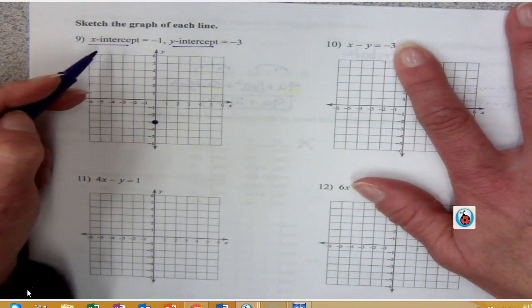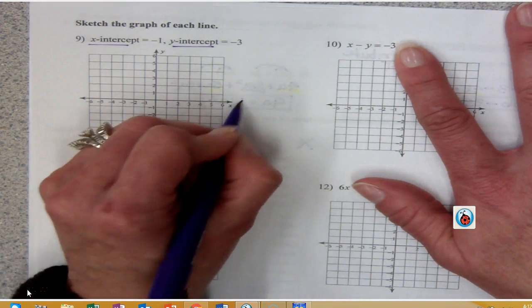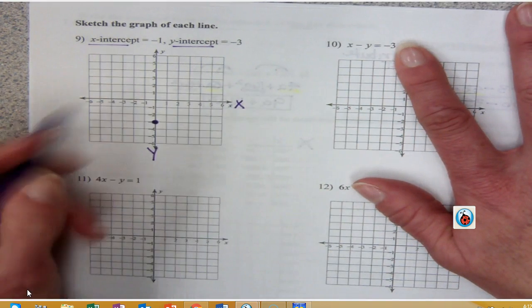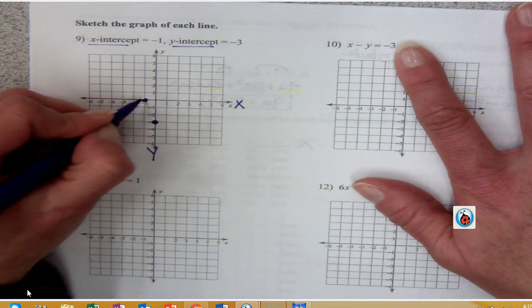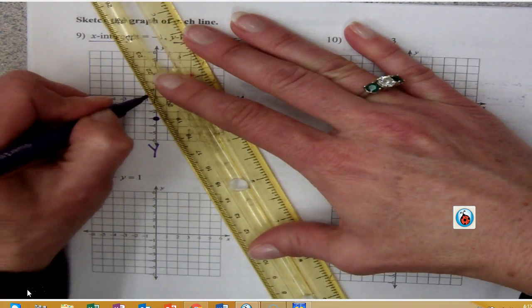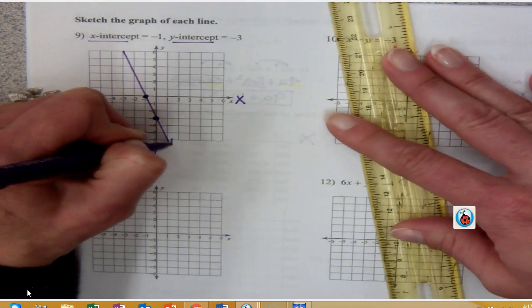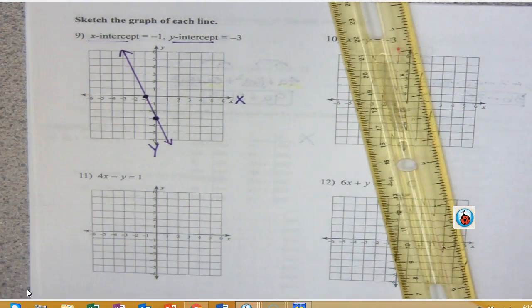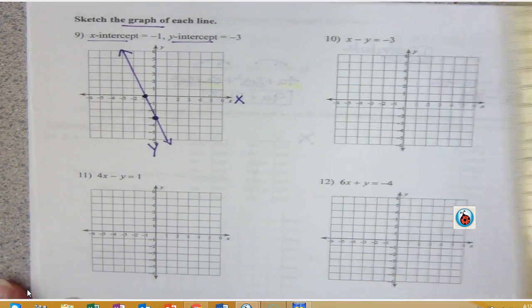The x-intercept is also where the line crosses, on the x-axis. So here's my x-axis, here's my y-axis. The line is going to cross at -1, so it would cross right here. So I would take my ruler, not the ruler that I love, but this ruler, and draw a line. And that's what that would look like. And that's all it's asking you to do. It's just asking you to graph it. So then we're ready to move on.